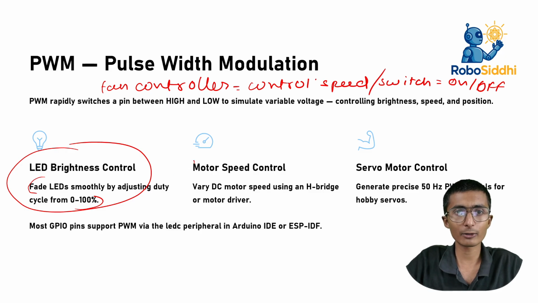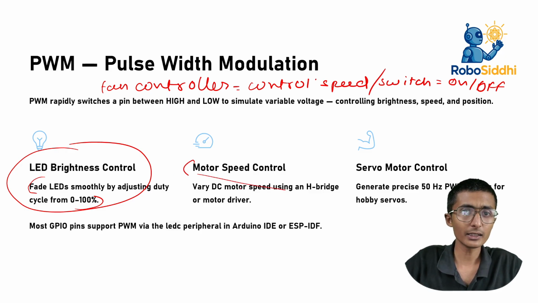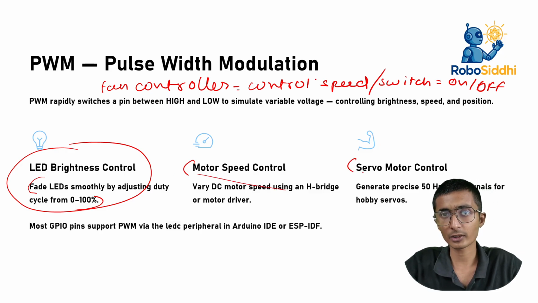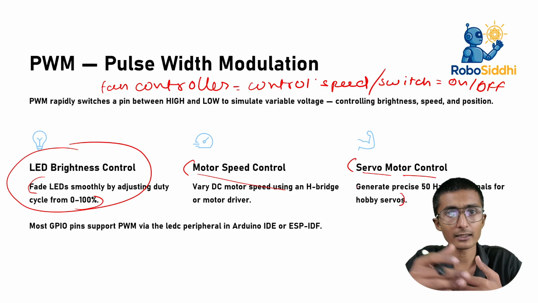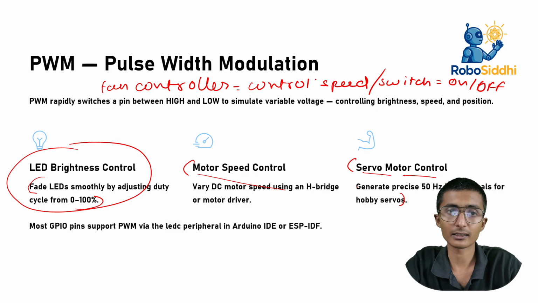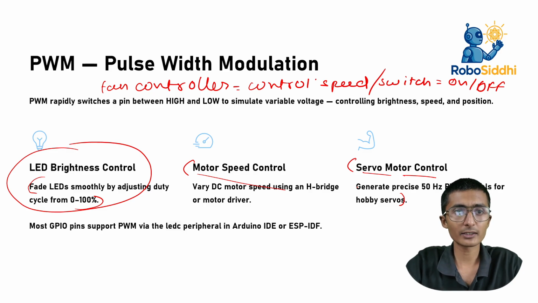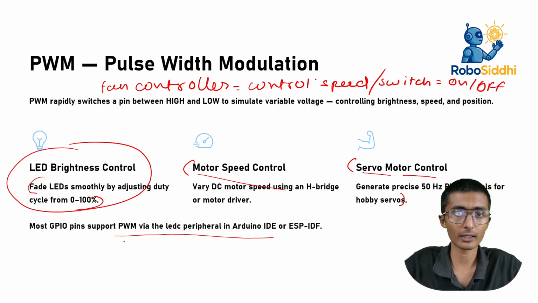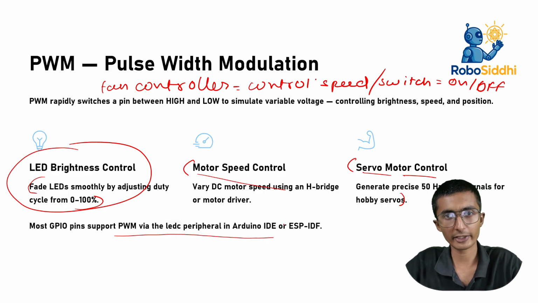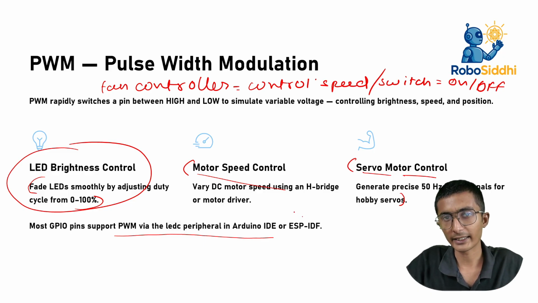Then we can also control the motor speed using this. Then we can control a servo motor as well. A servo motor is a precision motor that can perform precise angles. Most GPIO pins support PWM via the LEDC peripheral in Arduino code or ESP-IDF. Arduino IDE we are going to see in an upcoming video, and ESP-IDF is just like Arduino IDE. So they are both IDEs.